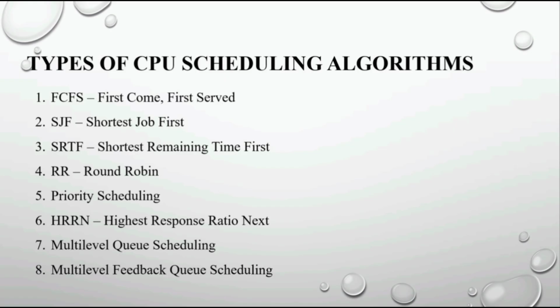Types of CPU scheduling algorithms. The purpose of a CPU scheduling algorithm is to determine the most efficient order for processes to use the CPU, minimizing waiting time and maximizing overall system performance. There are many CPU scheduling algorithms: first come first served, shortest job first, shortest remaining time first, round robin, priority scheduling, highest response ratio next, multi-level queue scheduling, multi-level feedback queue scheduling, etc.